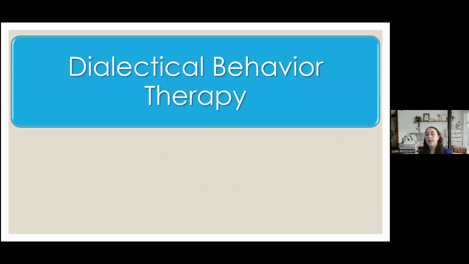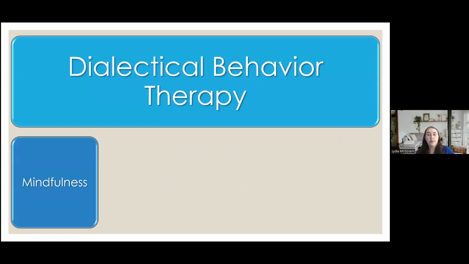Okay, so the 4 skills for clients in DBT are, first, mindfulness. Clients are taught how to observe sensations, describe or label the sensations, and then participate fully in the present moment while maintaining a non-judgmental stance. So this can help them to get through particularly difficult moments.